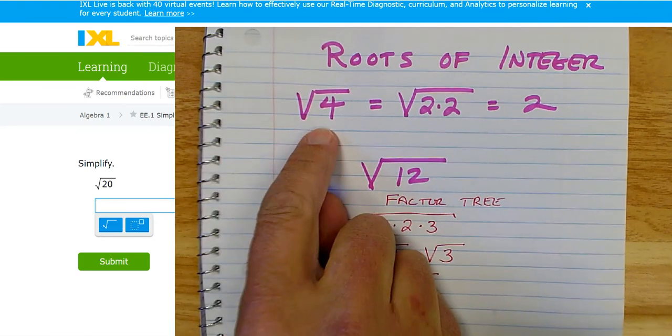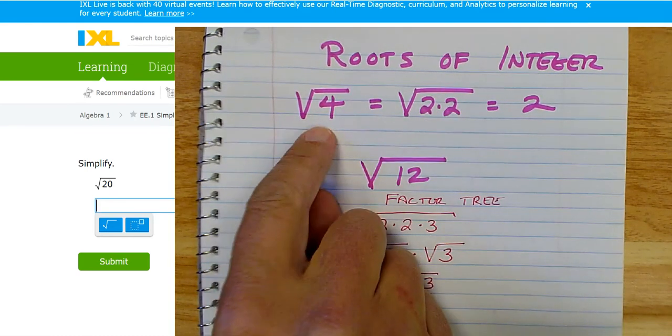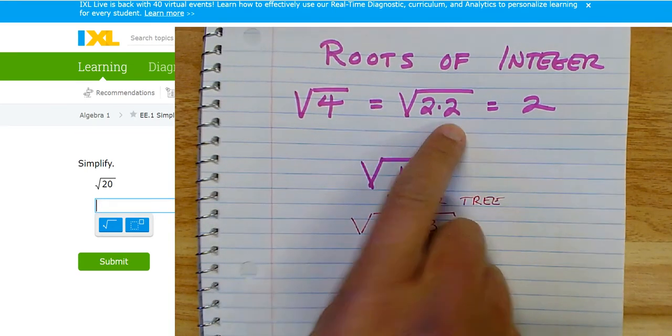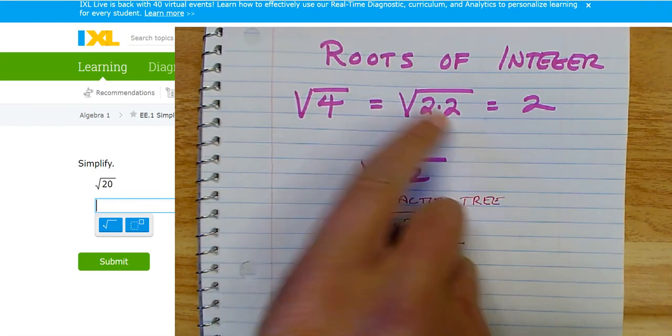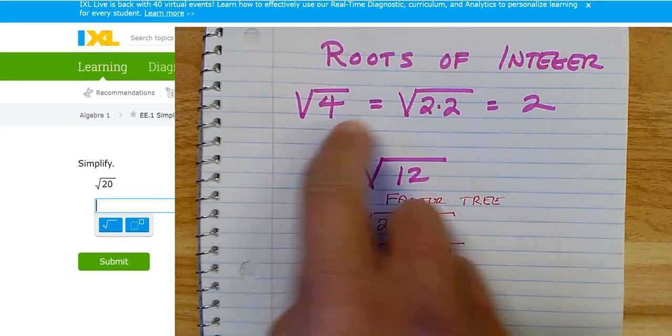So the square root of 4 I know is 2. That's because 2 times 2 equals 4. So I did like a little factor tree there. So 2 times 2 equals 4. That means the square root of 4 is 2.